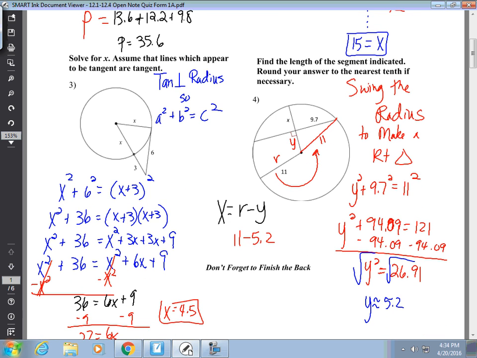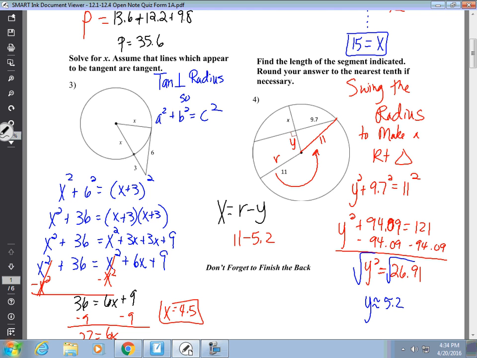Number 3, try to find this problem. If it's not number 3, I believe it's number 1 on the other version. The tangent is always perpendicular to the radius, so you're going to use Pythagorean theorem. I kind of went through that. I said x squared plus 6 squared equals x plus 3 parentheses squared. I went in and simplified that. Gave us x squared plus 36 and then x plus 3.